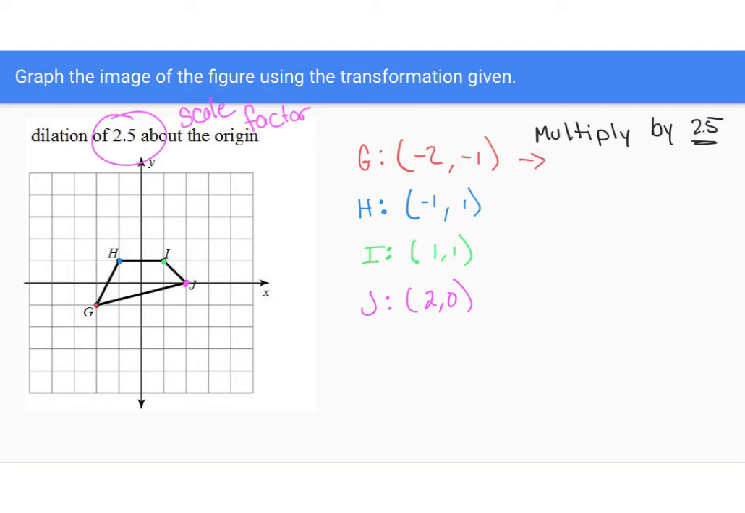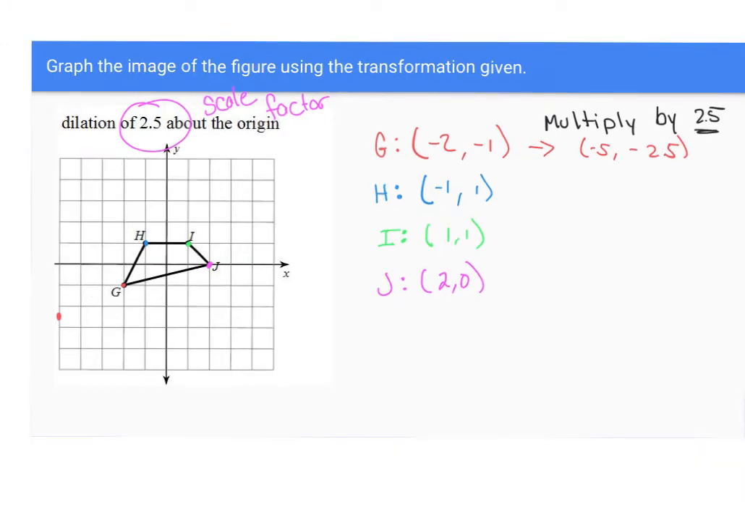So the scale factor is 2.5. 2.5 times -2 is going to give me -5, -2.5. And I would plot that as my first point. Continue to multiply each of the ordered pairs by 2.5. Once you have multiplied all of the ordered pairs by 2.5, plot the points appropriately.